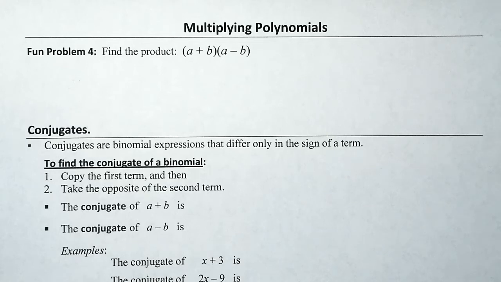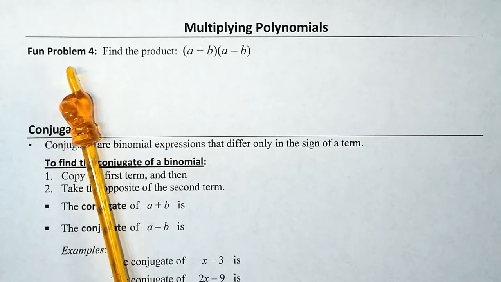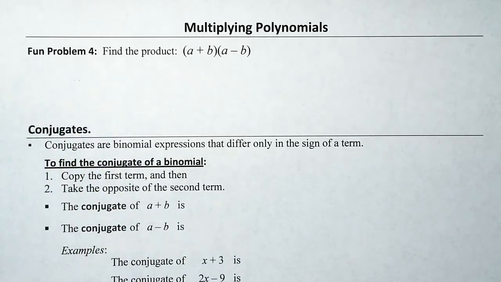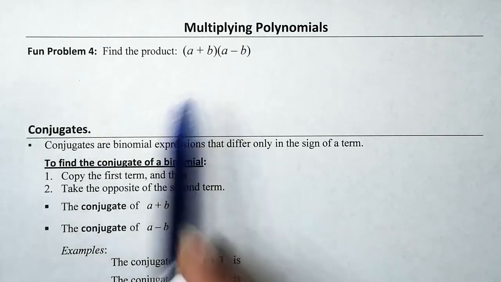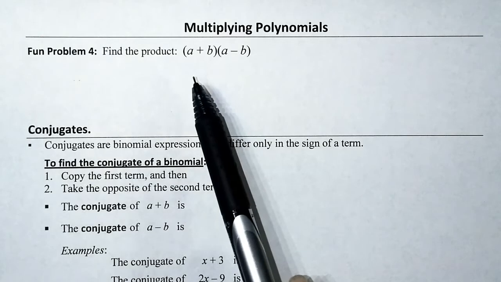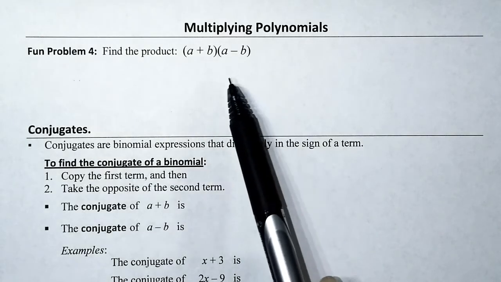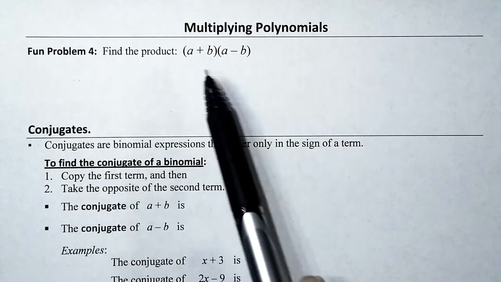Guys, today we are going to continue our multiplication unit, and hence fun problem number 4 instead of fun problem number 1. So let's do this. We have to find the product. So I'm like, okay, we have a 2-term expression times another 2-term expression, or using my fancy math words, we got a binomial times a binomial.